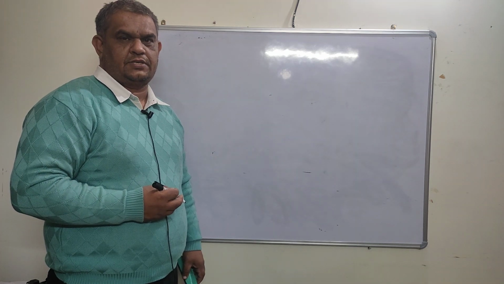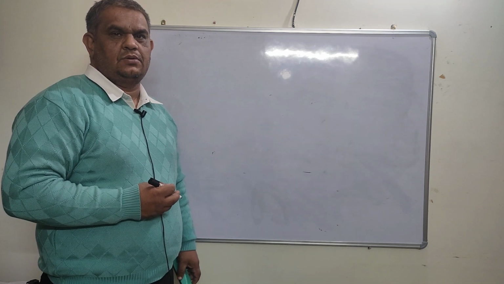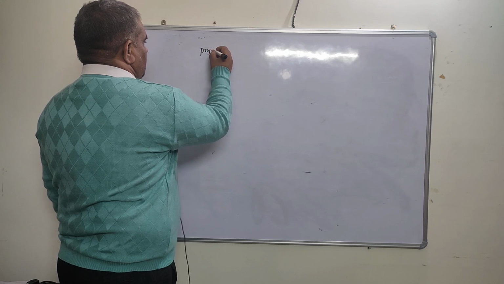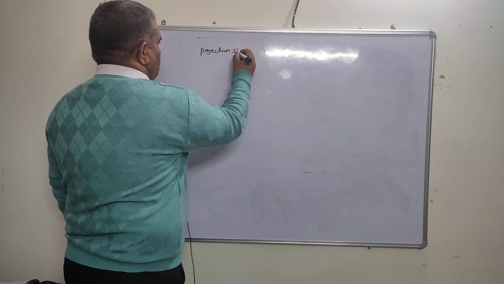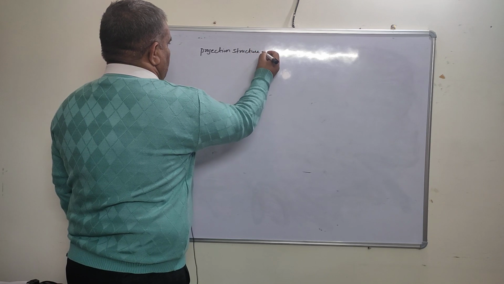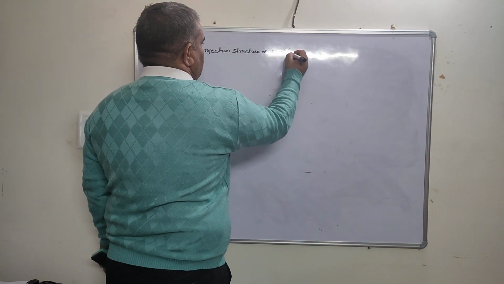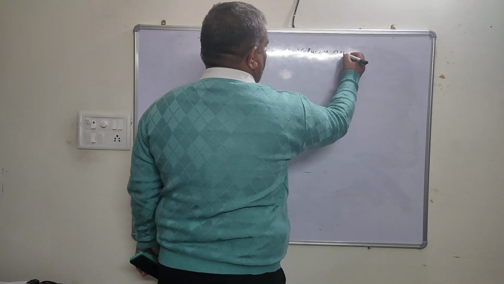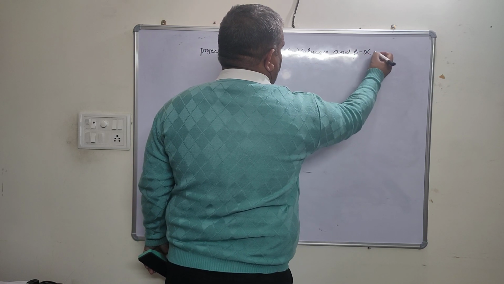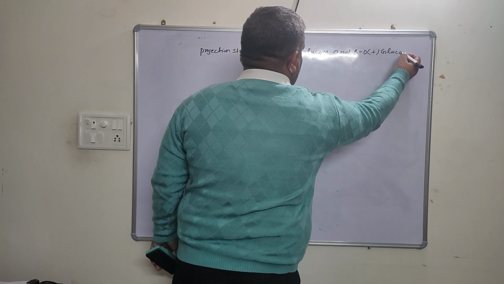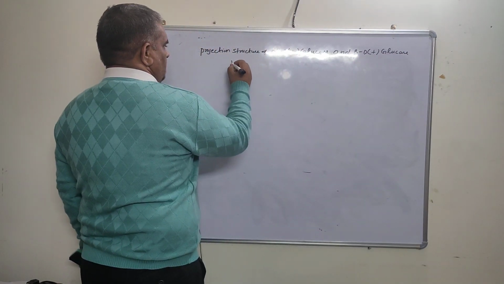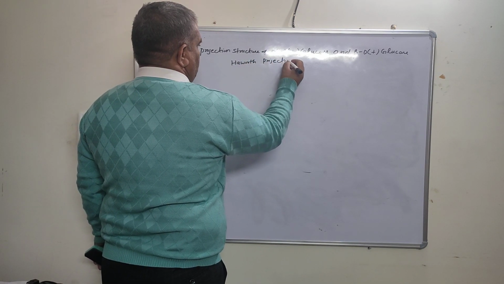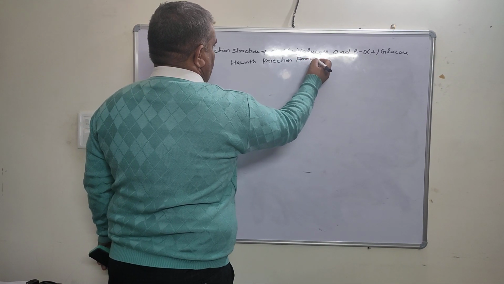Today's topic is the projection structure of alpha D glucose and beta D glucose, known as the Haworth projection formula.